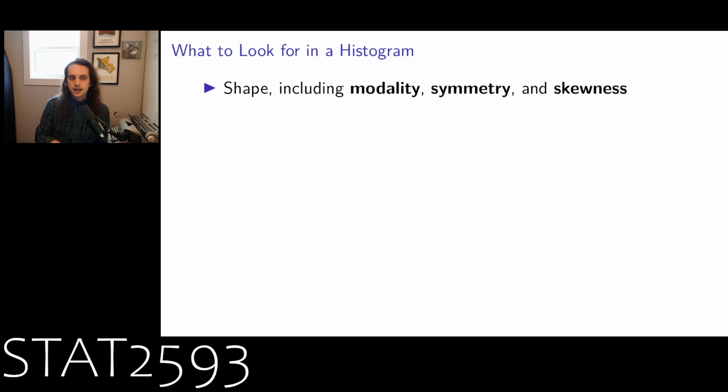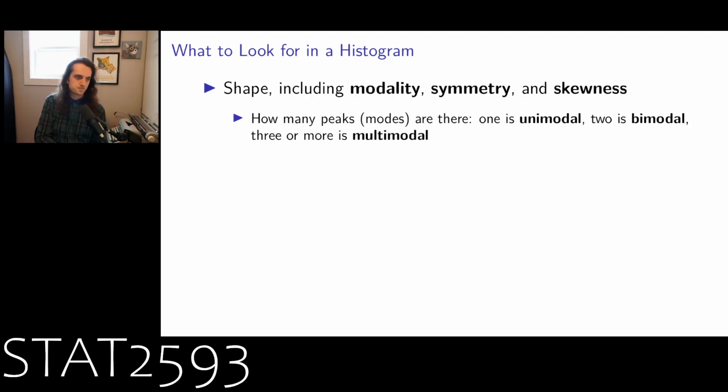Now, when we're looking at a histogram, we want to include the shape of the distribution in our considerations, right? And so maybe we're thinking about modality, right? What are the different peaks of it? We could be thinking about symmetry, right? And that could be symmetry around a value, symmetry around 0. And we might be thinking about the skewness. Are most of the data small or most of the data large?